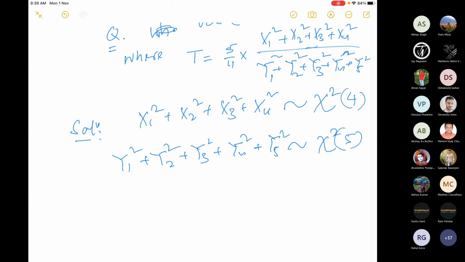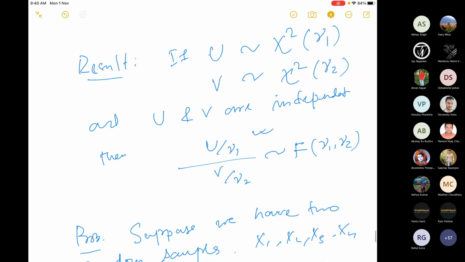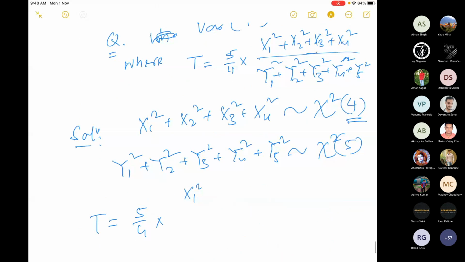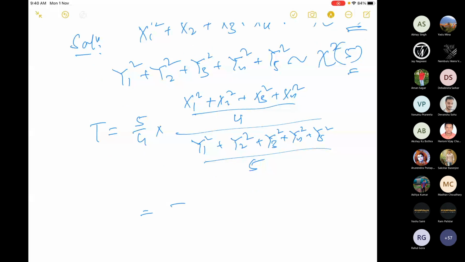So this is chi-square. Now, t is equal to 5/4 times this. I want to use this formula, chi-square divided by nu 1, the degrees of freedom, over chi-square divided by nu 2, the degrees of freedom. Basically, you have to make it like this. Here the degrees of freedom is 4, here it is 5. So x1 square plus x2 square plus x3 square plus x4 square divided by 4, divided by y1 square plus y2 square plus y3 square plus y4 square plus y5 square divided by 5. So this is my t, which from the above result is F(4, 5).